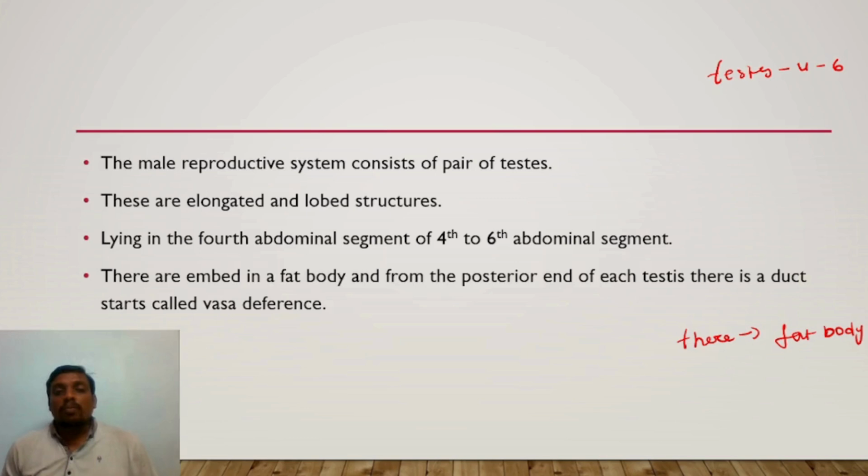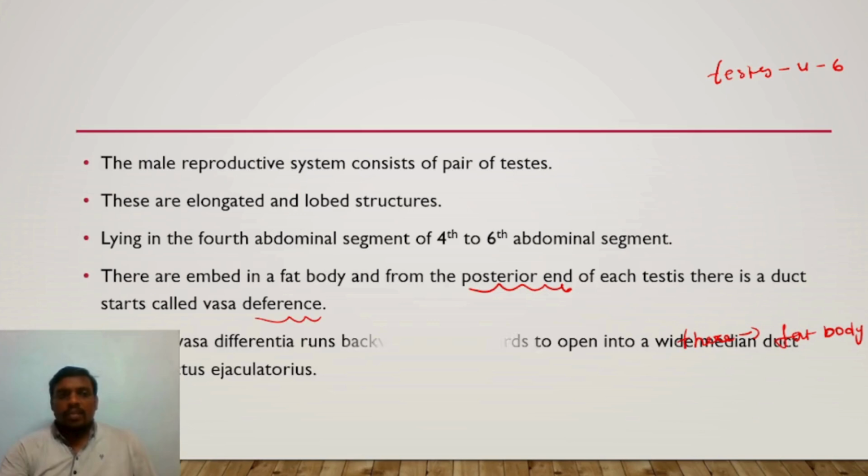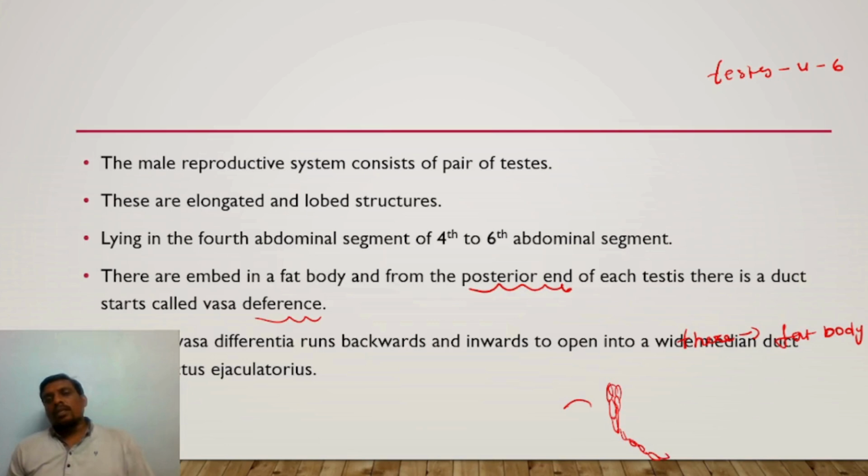At the posterior end of each testis, as already shown in the diagram, a duct starts that is called the vasa deferens. Two vasa deferentia run backwards and inwards. The testes are tubular structures, and at the posterior end a tubular structure arises. What is that called? Vasa deferentia.